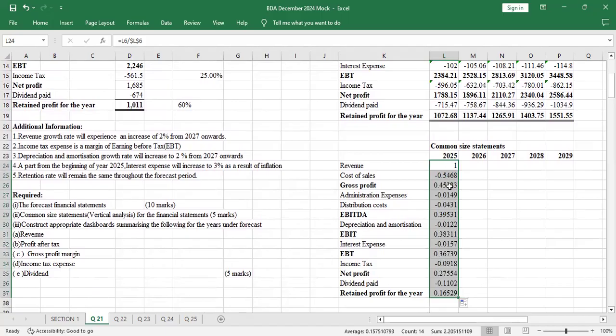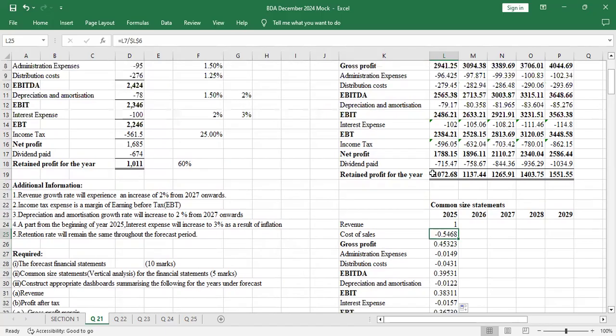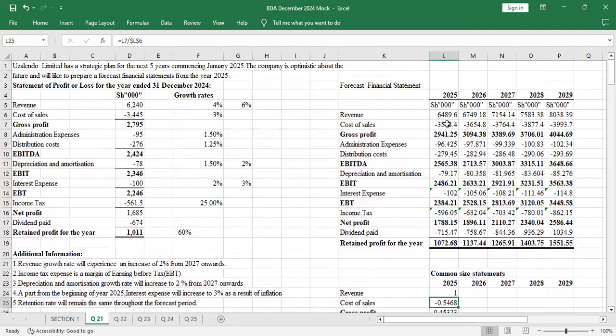And you can see it will give you different values. When you click cost of sales, you'll realize that it gives you L7, which you divide by the locked L6. L7 is this value here. So the cost of sales here, you have just divided by this revenue. That's how you do it.